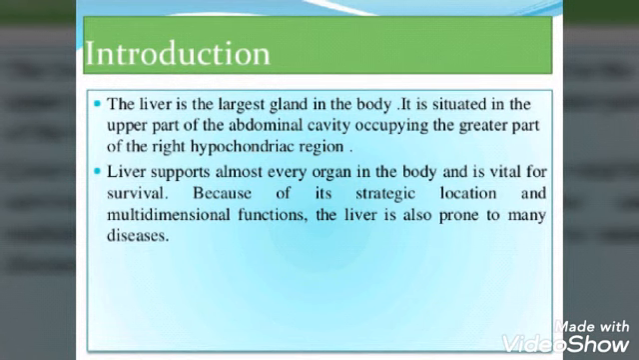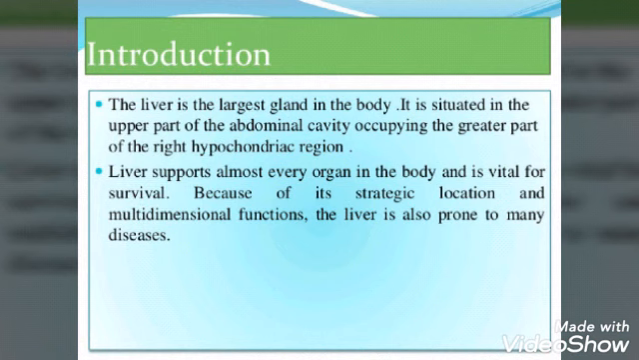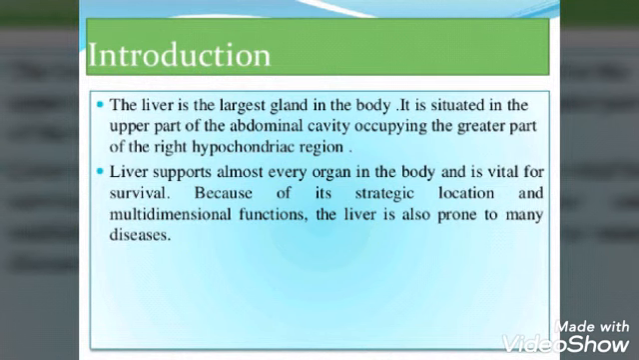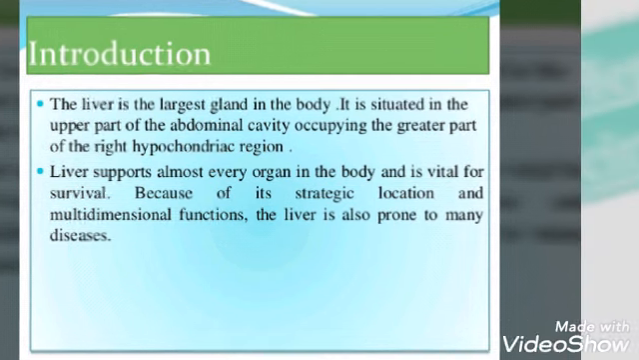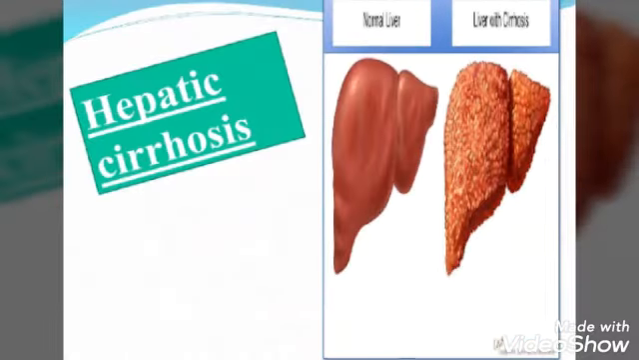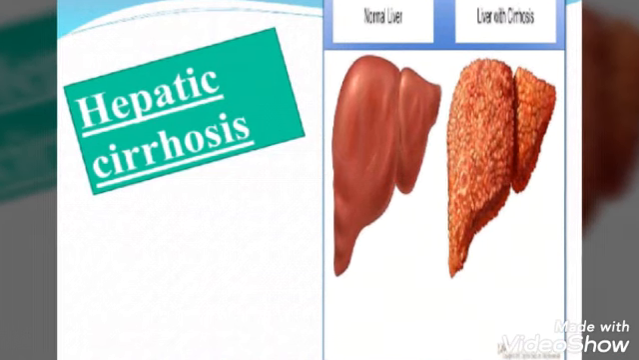So, the liver is the largest gland in the human body. Almost every function is served by it. What are the main functions served by the liver? If something happens in the liver, that can be easily noticed in the body. So today's topic is cirrhosis of liver or hepatic cirrhosis. That means damage of the liver.